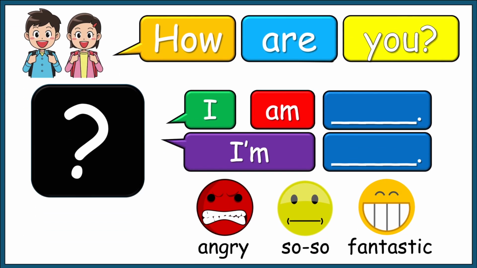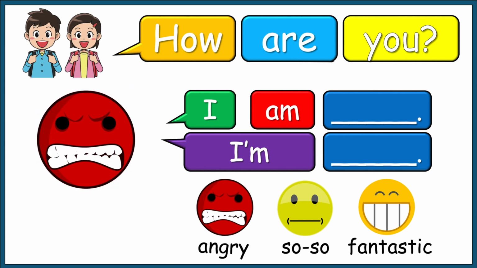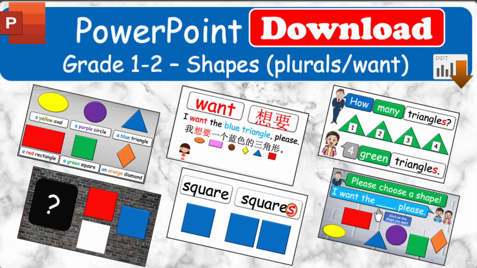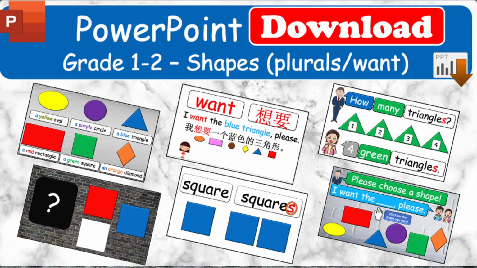This is from the other one, vocabulary set 2. Options are angry, so-so, and fantastic. They all guess. The answer is angry. I can show you how to animate all that.